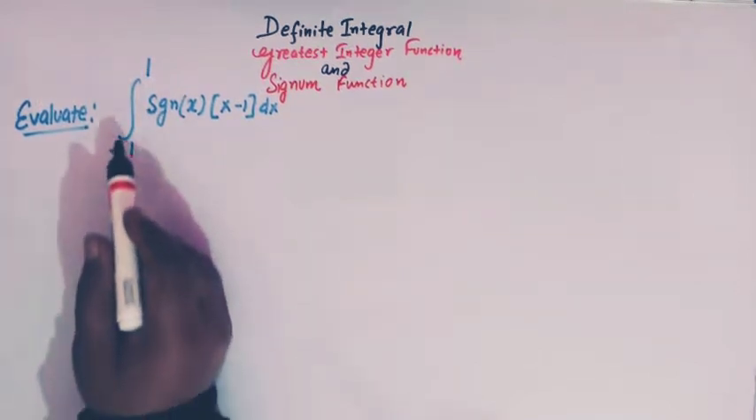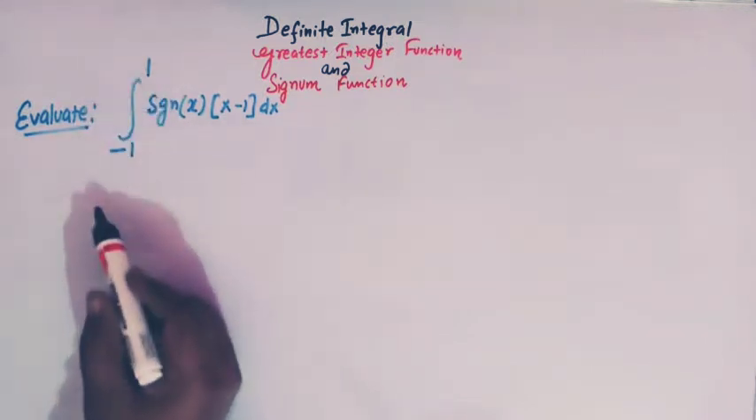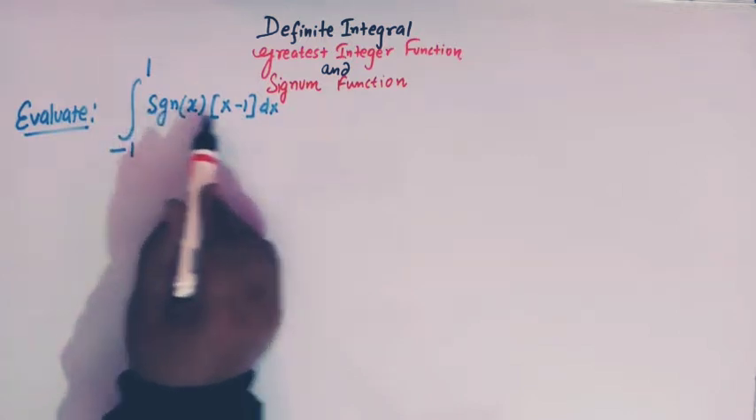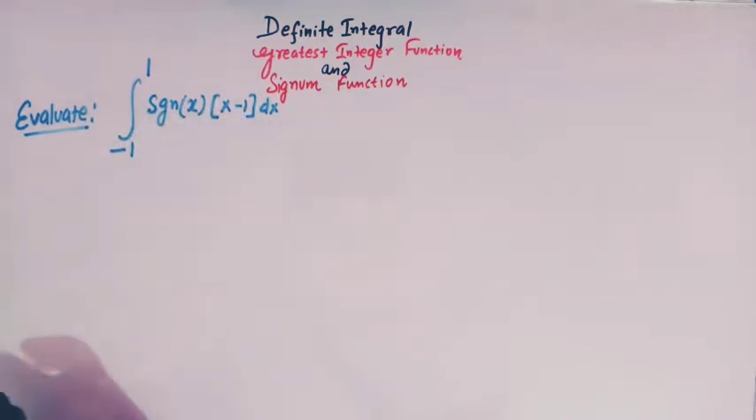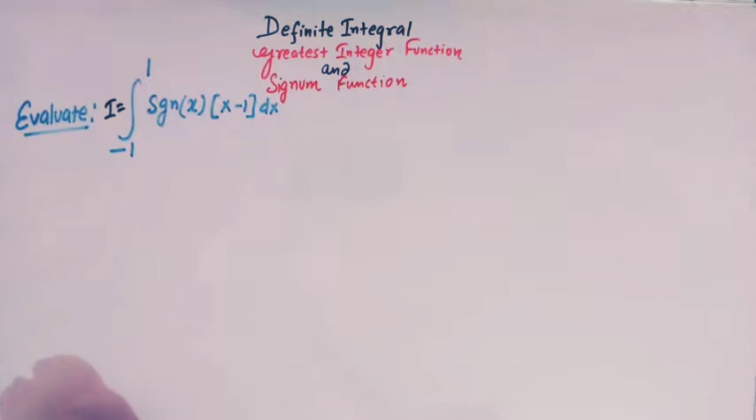Now here we have to evaluate this function from -1 to 1, and here we have our integrand as signum of x and greatest integer x minus 1. So viewers, here we will make use of the definition of signum function, and then we'll apply the definition of greatest integer function. So let us start. Let us first call this integral as I.